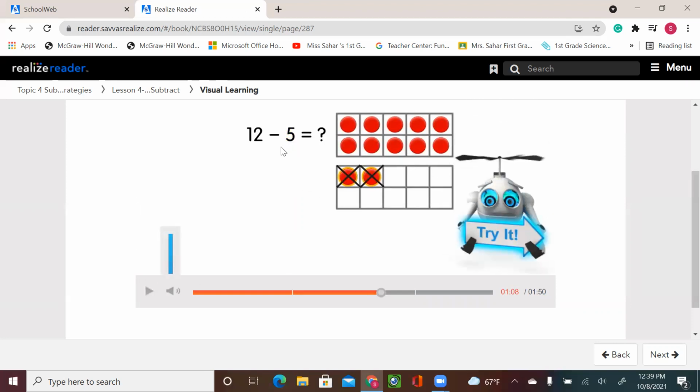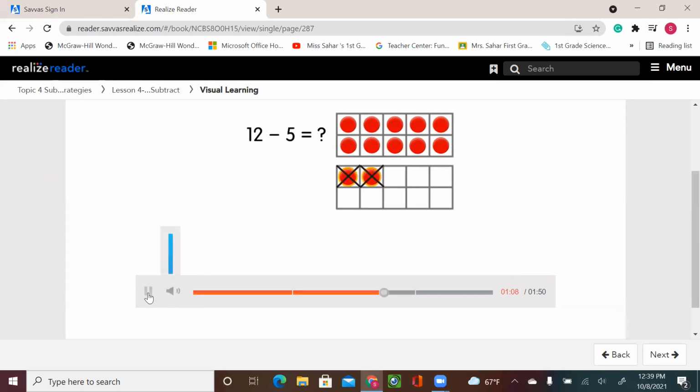All right, so over here we broke the 5 into 2 and 3. So I took out 2 counters. Now I have 3 more, right? Because 2 plus 3 equals 5. So I have 3 more. So if I took away 2, or crossed out 2, that means I have 3 more counters to cross out to take away the total 5. You need to cross out 3 more because 5 equals 2 plus 3.